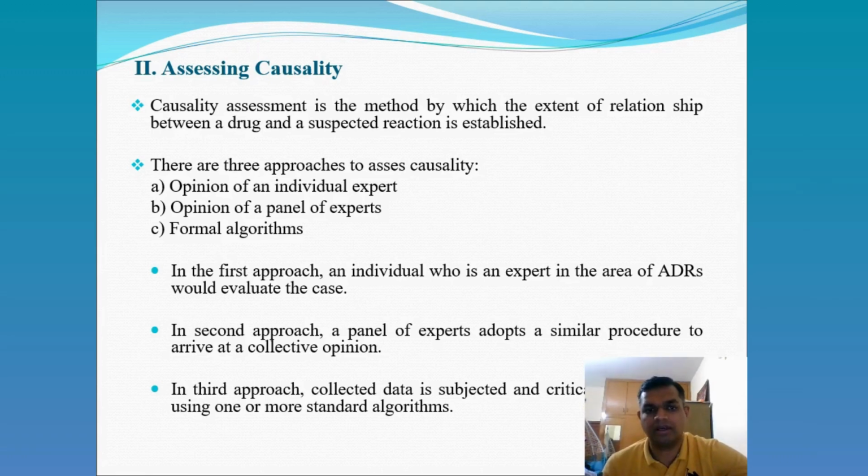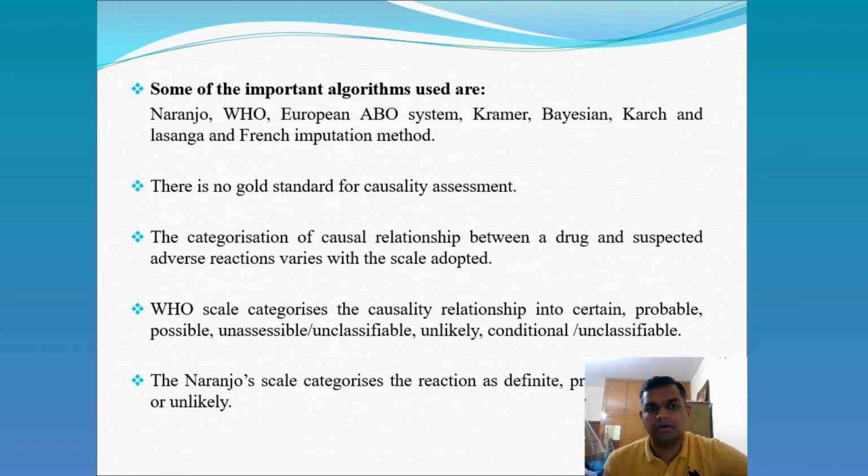In the first approach, an expert will evaluate the case. In the second approach, a panel of experts will reach a collective opinion about an ADR. And in the third approach, after collecting the data, the critically assessed information using one or more standard algorithms will be utilized. Now, for causality assessment, some of the important algorithms being used worldwide include the Naranjo scale, WHO scale, European ABO system, Kramer rule, Bayesian approach, Karch-Lasagna method, and French imputation method.